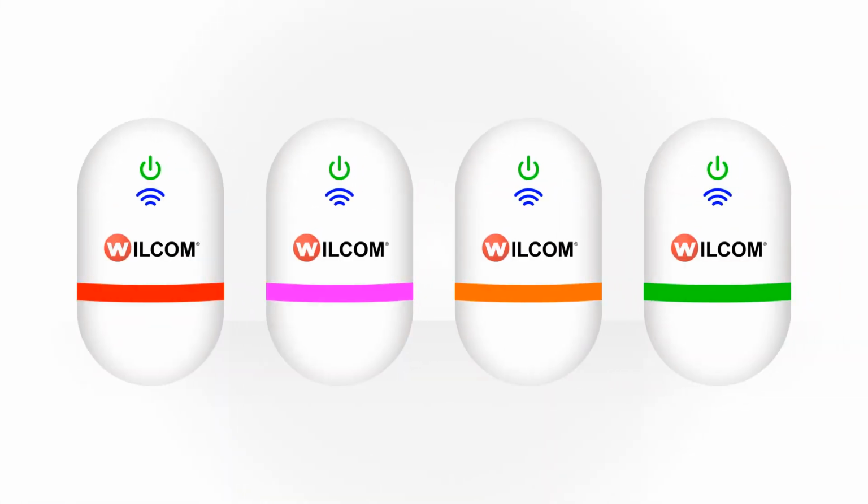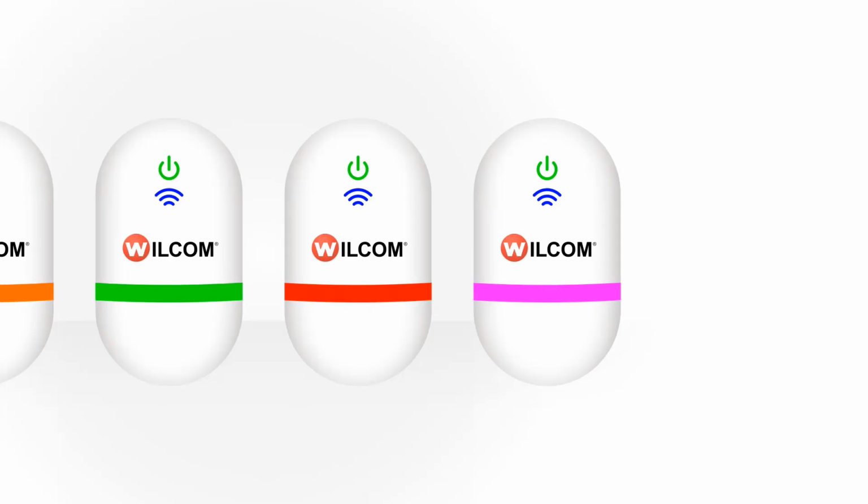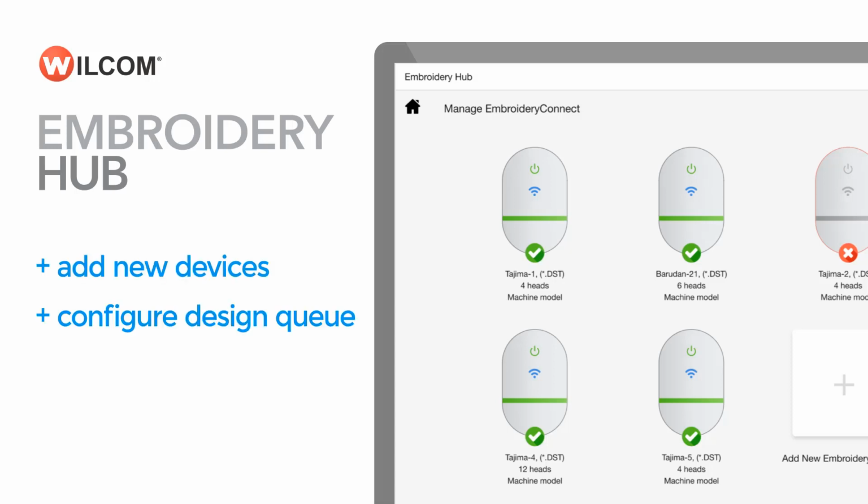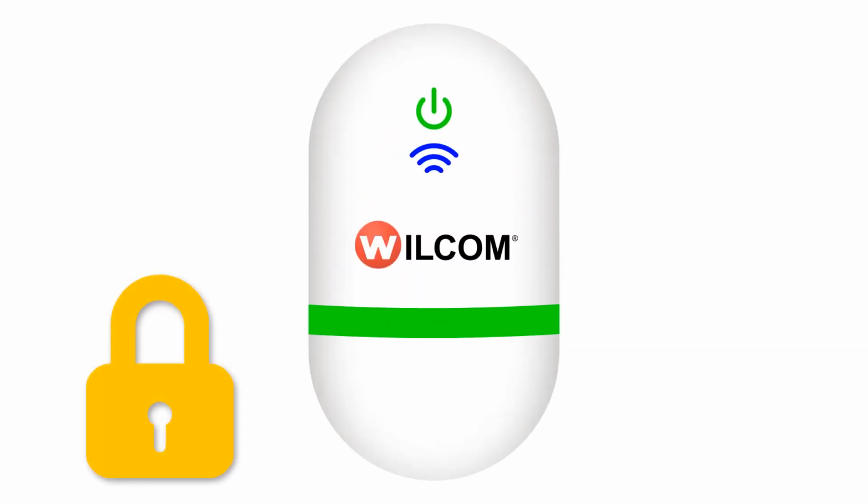The device contains an LED light panel that changes color based on the status of the device, providing an instant visual update for your machine operator. We've also made setting up the device easy using the all-new Embroidery Hub software that's available standard in all levels of EmbroideryStudio. Within Embroidery Hub, you set up a new device, configure your design queue, or set your device settings, such as sending it as a DST, TBF, or other file format. The device is also encrypted, ensuring your designs are protected from data interception or theft.